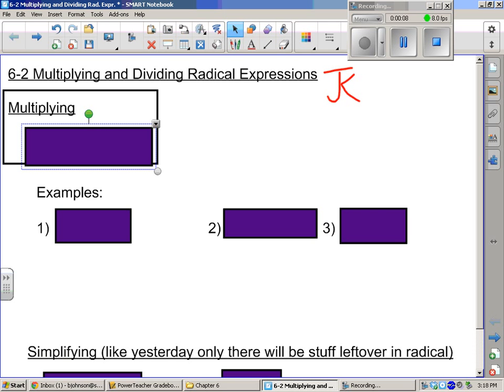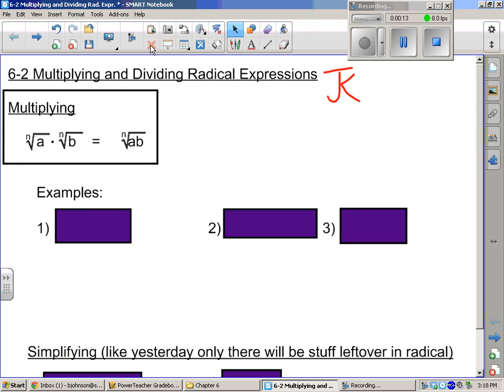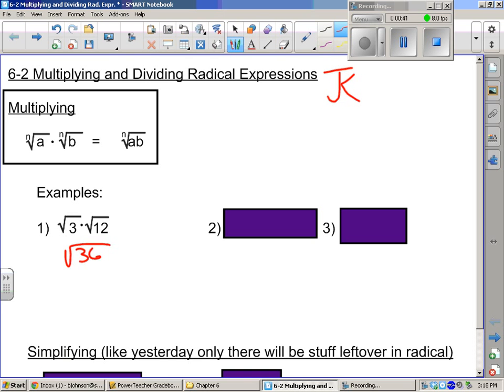Today we're going to be multiplying and dividing radical expressions. Here's the basic rule: if you have two radicals with the same root number, the n there, you can put them together and multiply underneath. An example would be this. I can take the square root of 3 times the square root of 12 and make it the square root of 36, and we all know and love that as the number 6.